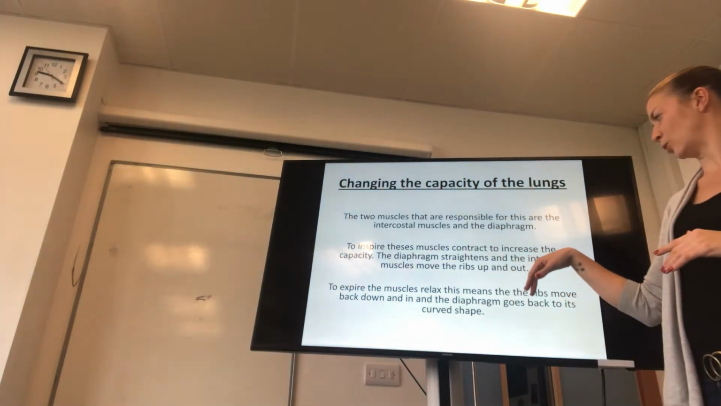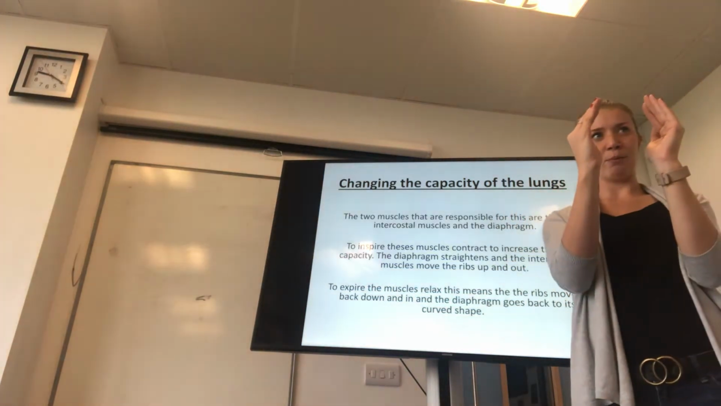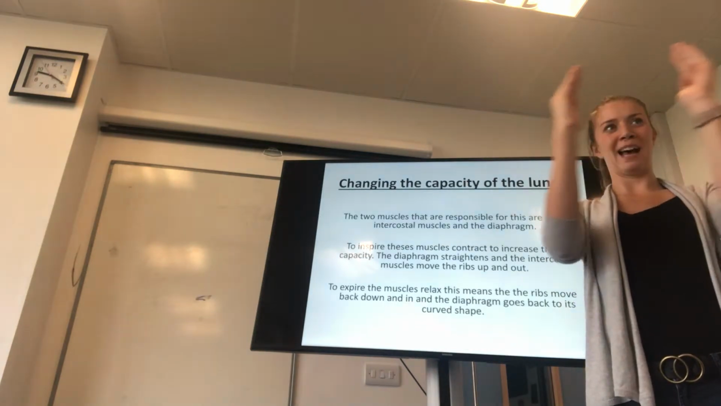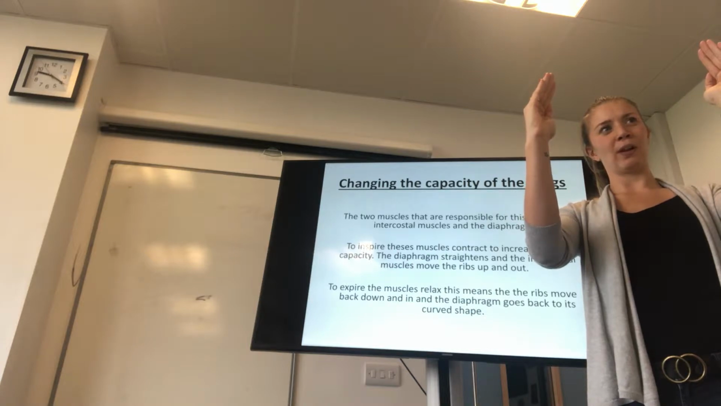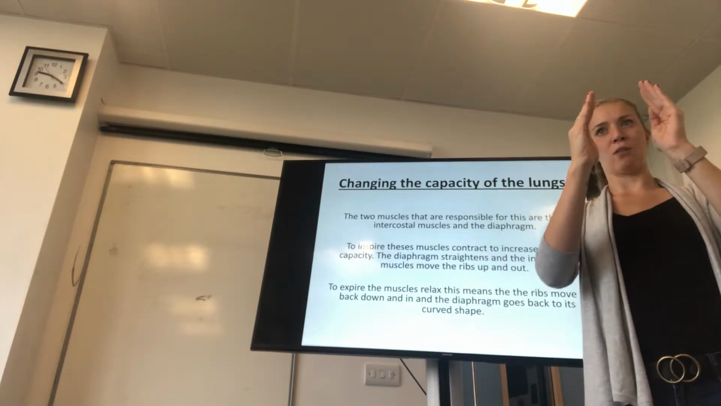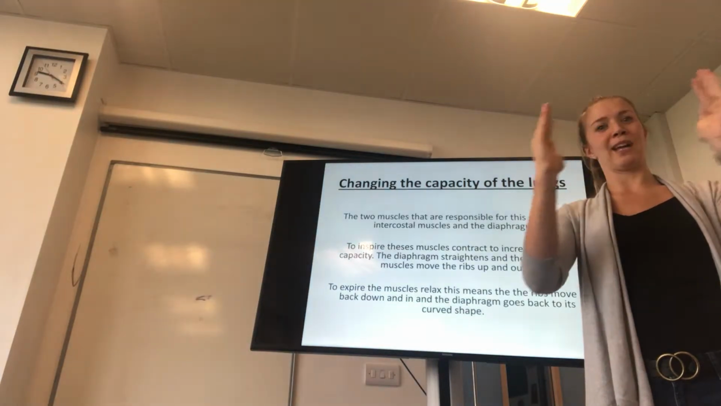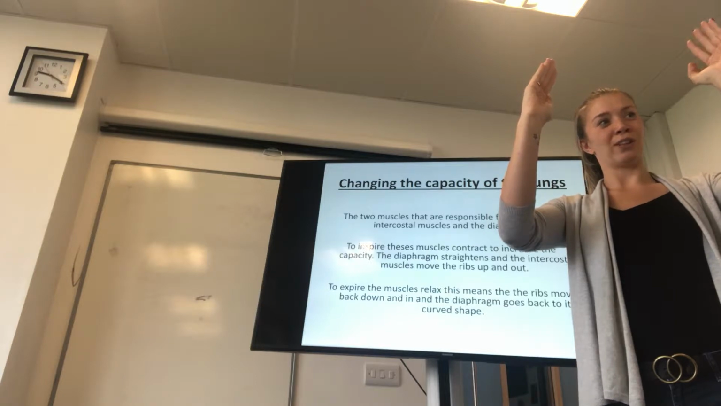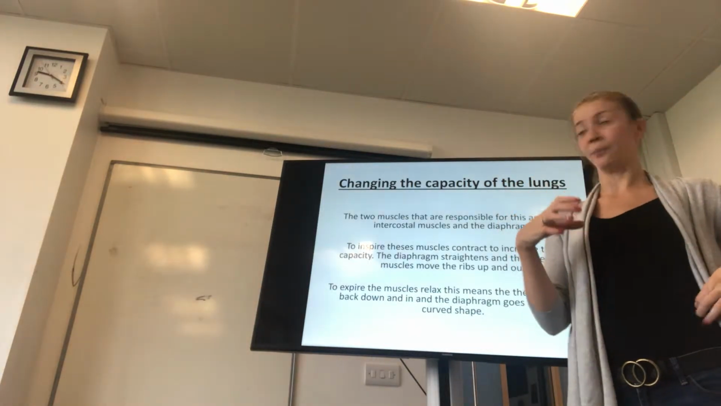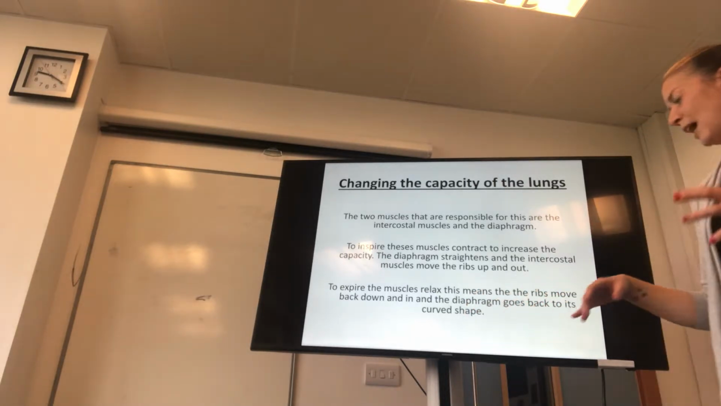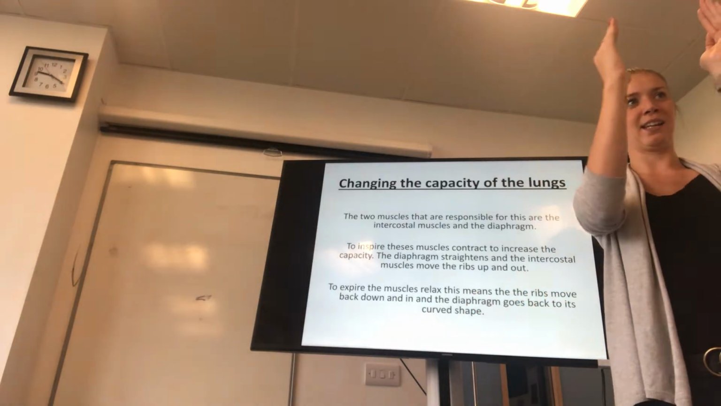The intercostal muscles also contract, and they're in between each rib, aren't they? When they contract, they move the ribs up and out. So if you think about the lungs now, they've got more space at the bottom because the diaphragm's flattened, and they've got more space at the side because the ribs have gone out, and more space at the top because the ribs have gone up. So all of a sudden the capacity of the lungs is much bigger. And then obviously when we expire, these muscles relax. So now the ribs here are going in and down.